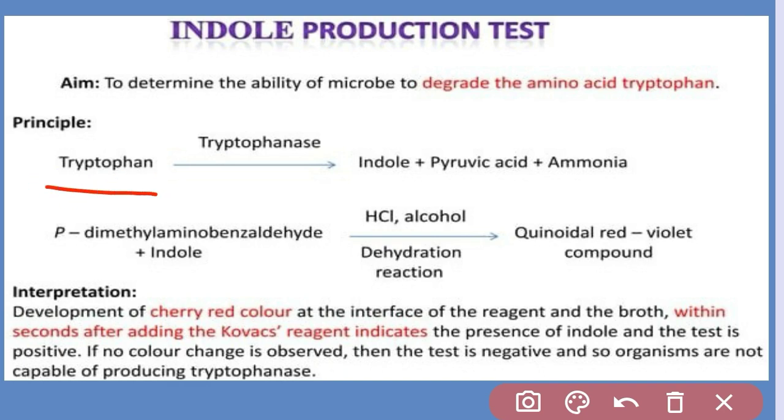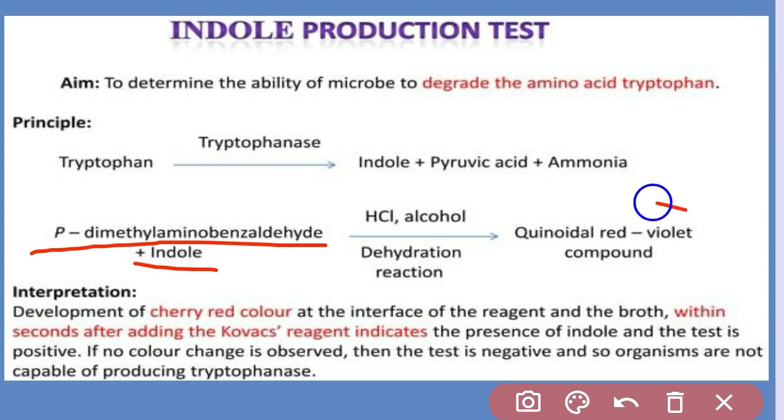Some organisms have the ability to produce the enzyme tryptophanase, for example E. coli. This enzyme tryptophanase acts on the amino acid tryptophan, and the tryptophan gets converted into indole as well as pyruvic acid and ammonia. The formed indole in a medium tube can be detected by using the reagent known as Kovac's reagent. Kovac's reagent is made up of the compound para-dimethylaminobenzaldehyde. In the presence of indole, the para-dimethylaminobenzaldehyde forms a cherry red colored compound or a quinoidal red colored compound.